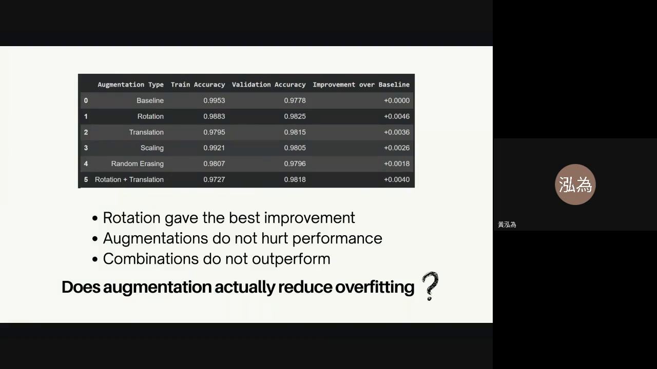We can answer a few key questions about their performance. First, which augmentation gave the largest improvement? That would be rotation. It achieved the highest validation accuracy at 98.25%, giving us a solid 0.0046 boost over the baseline.